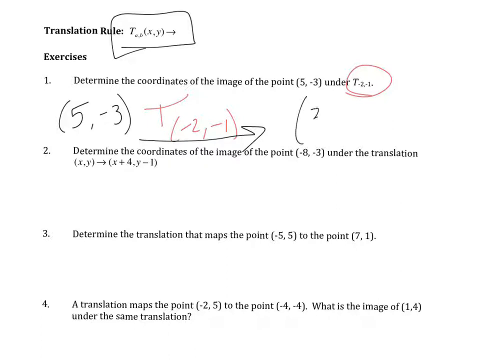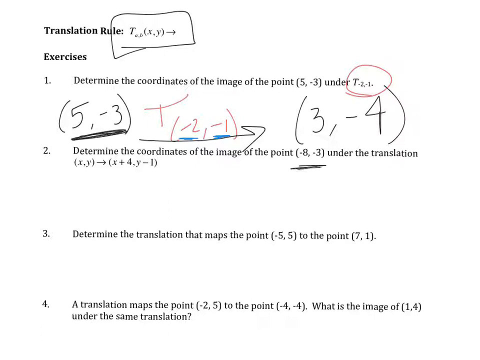+5 subtract 2 is going to give me a 3. And then I'm going to do the same thing for the y coordinates. So I'm going to take -3 minus 1, and that's going to give me -4. So if I was to translate this point, 5, -3, and I moved left 2 and down 1, then I would be at 3, -4. Let's take a look at the next one.